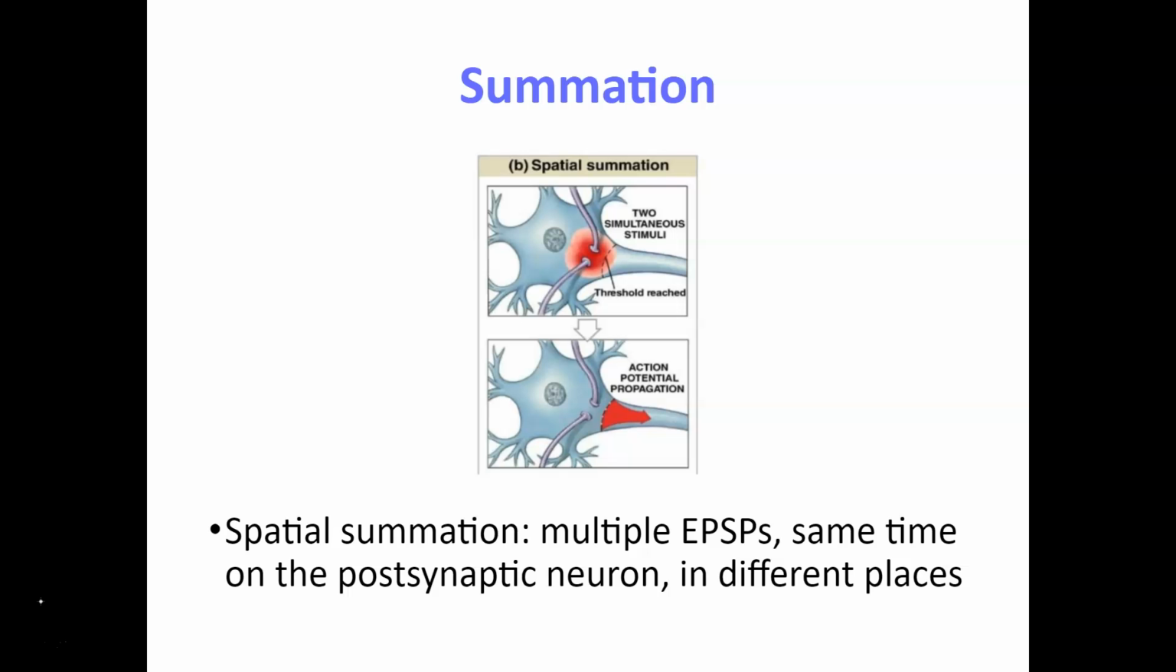So again, spatial summation means that we get multiple EPSPs at the same time on the postsynaptic neuron, but they are occurring in different places. So they travel and they combine at the axon hillock, and if they reach threshold, then we'll get an action potential. If not, then we won't. Now, could this have been an EPSP and an IPSP? Sure, and I'll get to that in a couple of slides.